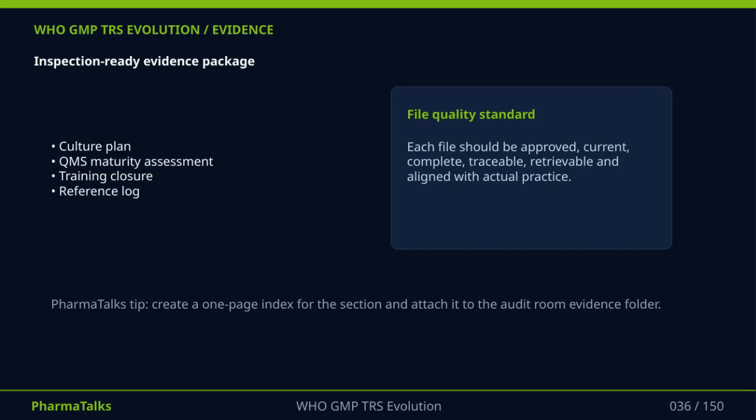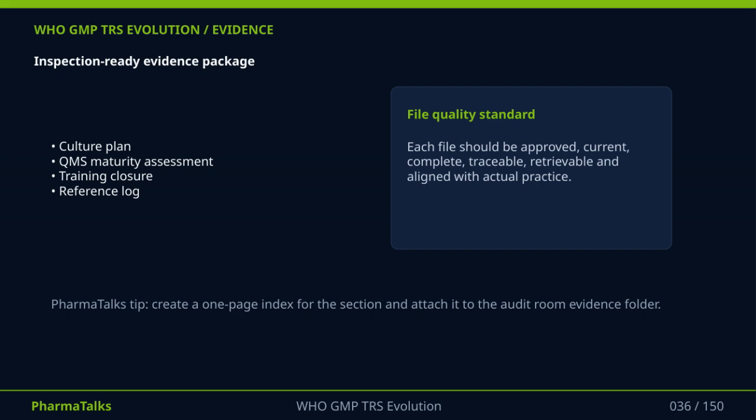On this slide, we're focusing on the evolution of the GMP Technical Report Series and the importance of having an inspection-ready evidence package. A key part of this package is the culture plan, which ensures that the organization's values and behaviors align with GMP requirements. Next, the QMS maturity assessment helps evaluate how well the quality management system is functioning and where improvements are needed. Training closure is critical because it confirms that all relevant staff have completed necessary training and are competent in their roles. The reference log serves as a central record, keeping track of all documents and evidence utilized during inspections.